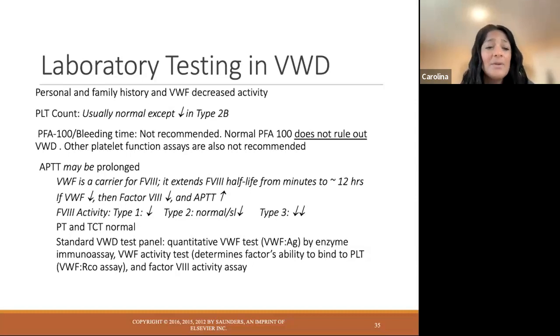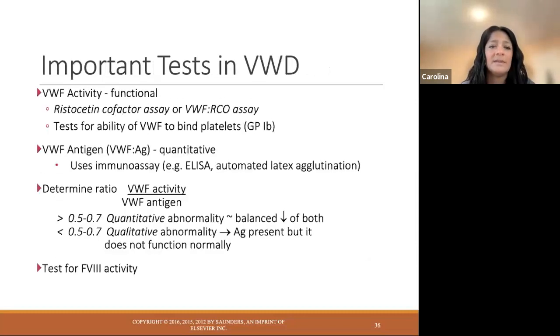So there is a standard von Willebrand disease test panel. We want to assess the quantity of it and also the functionality of it. So we can do the, I'll show you here in the next slide. And I talked about this briefly in our last lecture. We can do the von Willebrand's factor activity for a functionality assay.